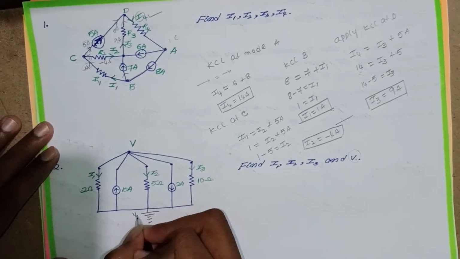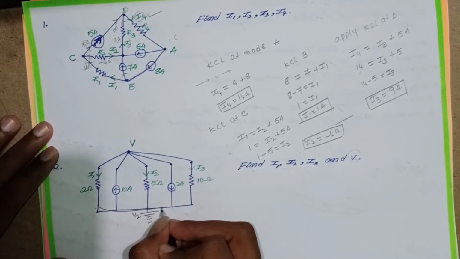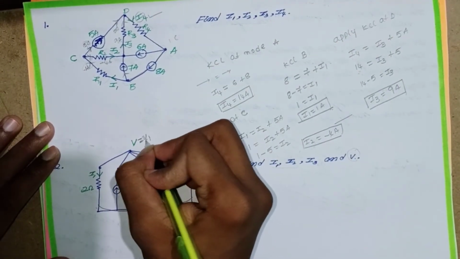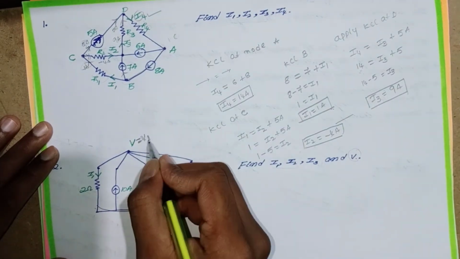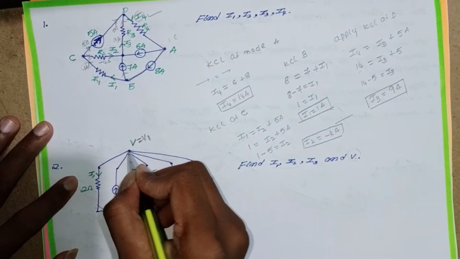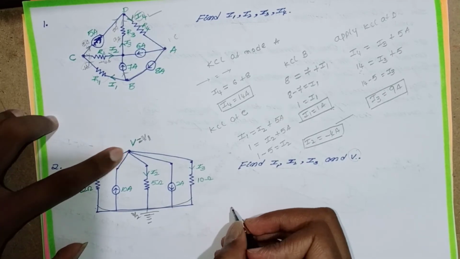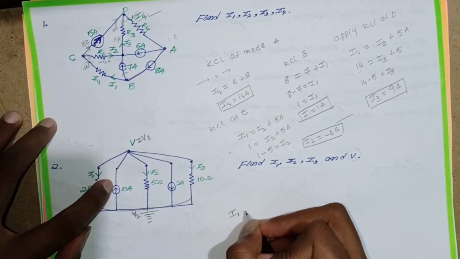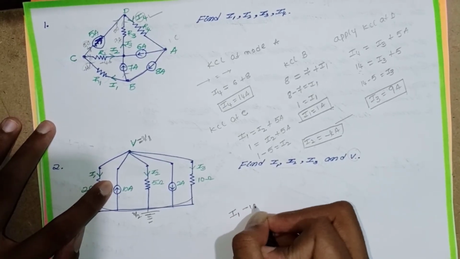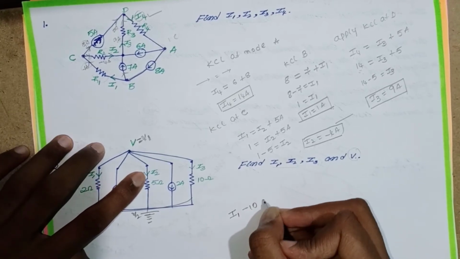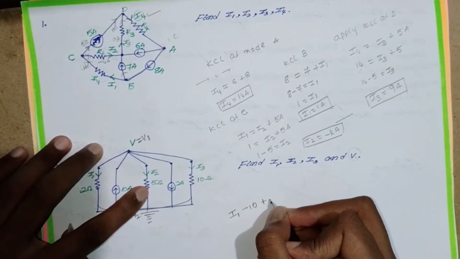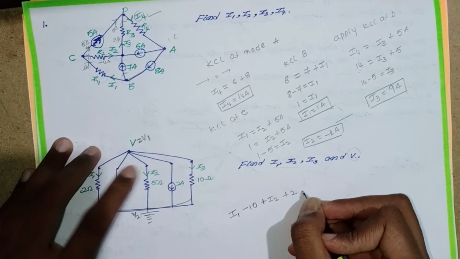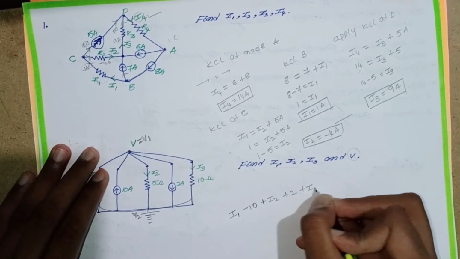I will first ground this circuit. I will consider this as V2. V2 is equal to V1. I will first apply KCL at this node. This is I1. This is entering, entering means minus 10. This is leaving, plus I2. This is also leaving, plus 2. This is also leaving, plus I3, equal to 0.